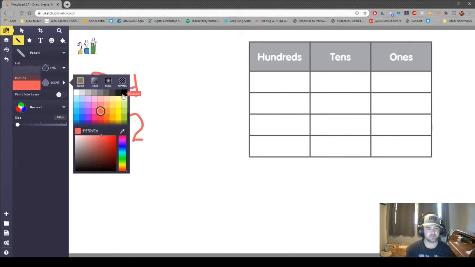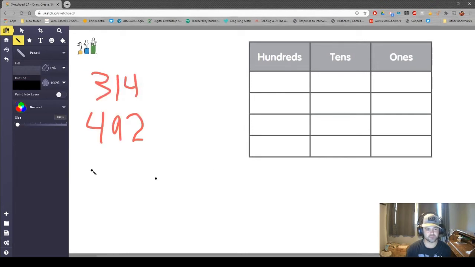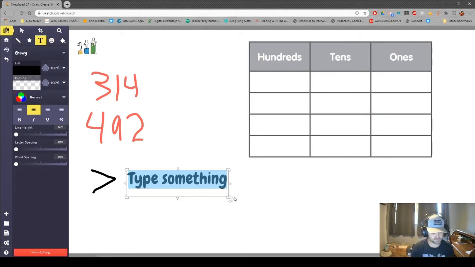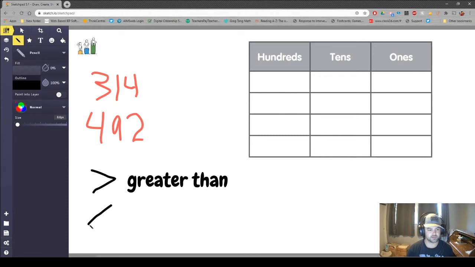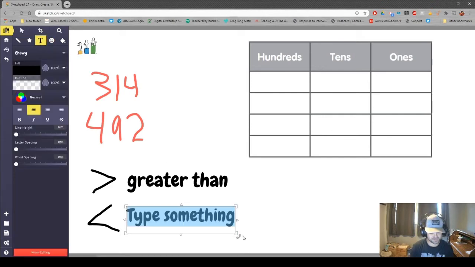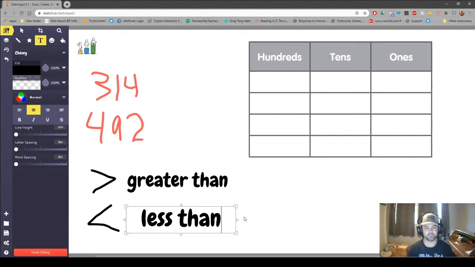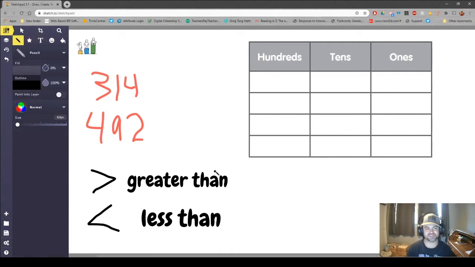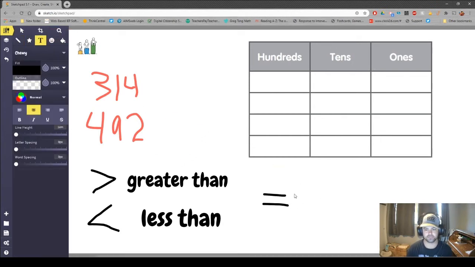So let's start with those symbols right here. Okay? This symbol right here means greater than, and I'm going to use my text tool because I can type it faster. Greater than. This symbol here means, let me use my text tool, and that means less than. And of course, if the two numbers are the same number, like if this was 314 and this was also 314, we would say that they are equal. Go ahead and use that text tool and write equal.